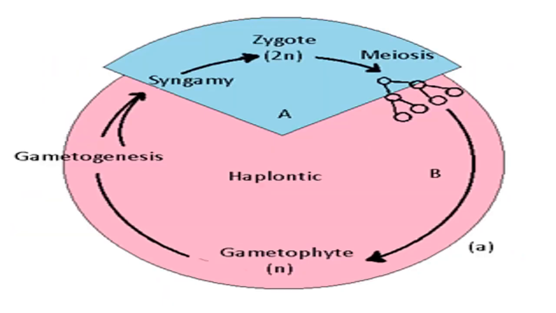This figure is representing the haplontic type of life cycle. So here this gametophyte is represented by N.